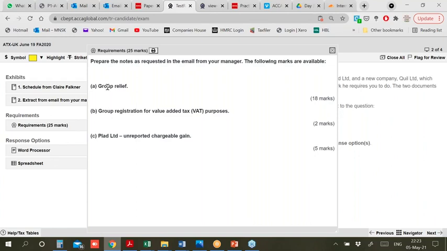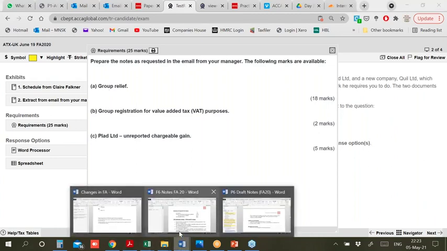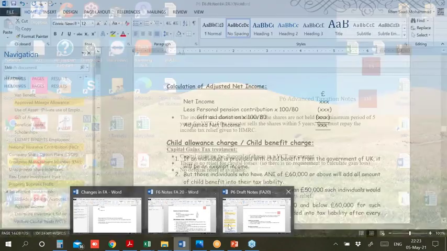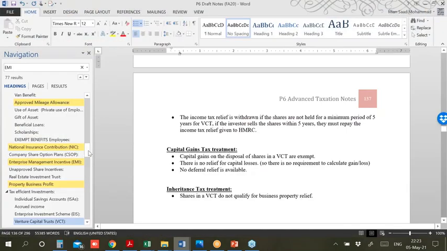Another advantage is that if you suffer a loss on chargeable gains, for example, you have realized a capital loss, you can share your capital losses as well, but for that there's a separate group that you have to form called a 75% gain group. For that, direct holding should be 75% and effective holding should be 50%. I can take you to my notes and tell you where all of this is mentioned.